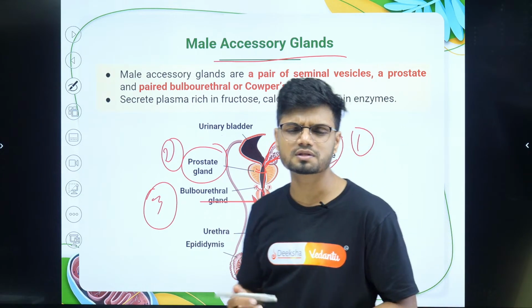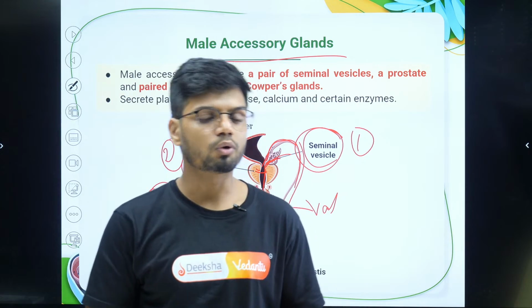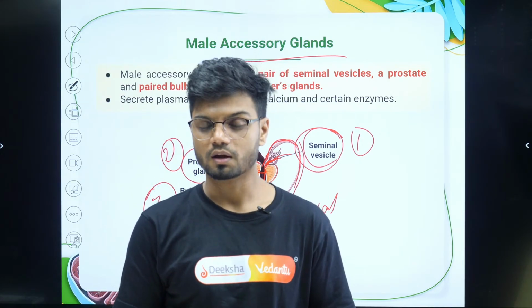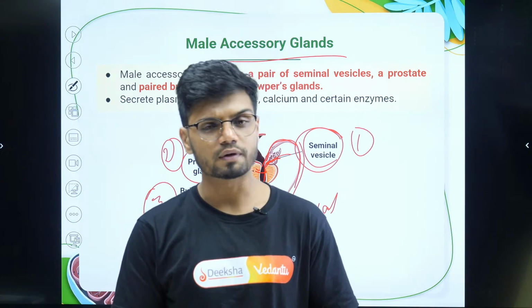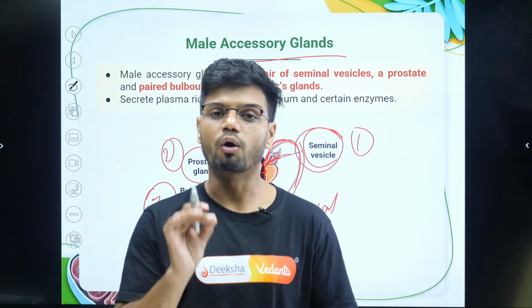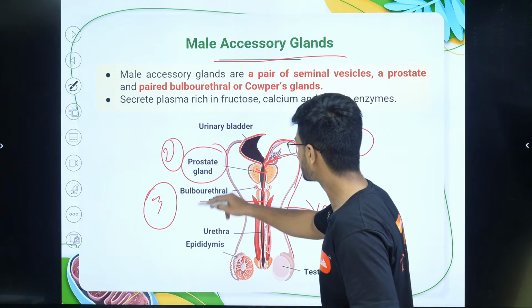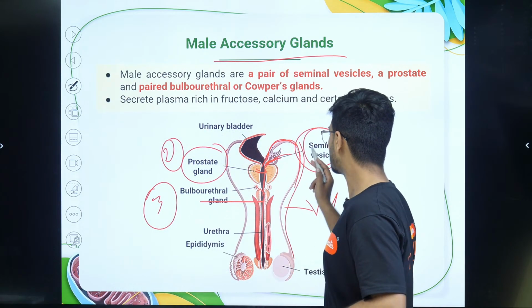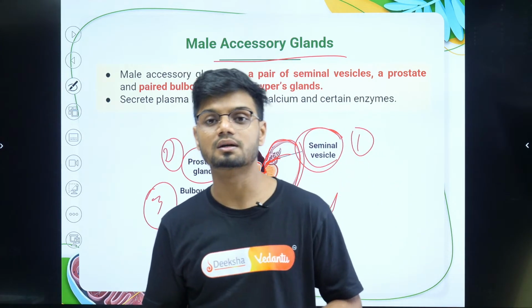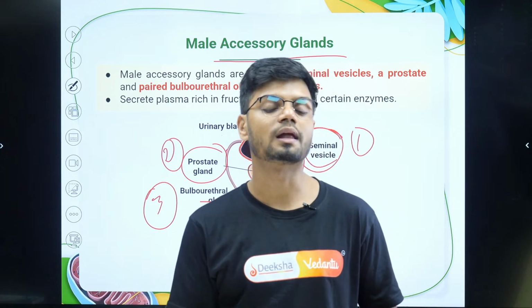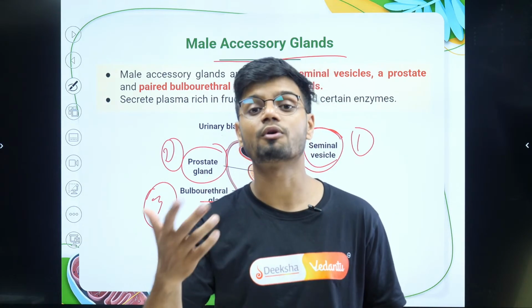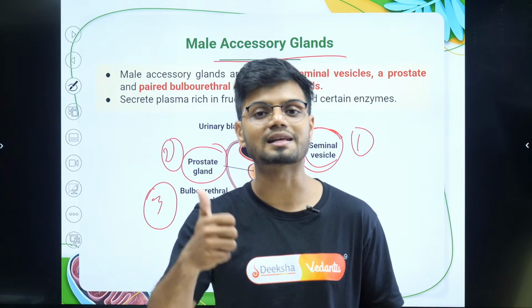So what is the function of these glands? What is the use? You learned the hormonal chapter, we learned about endocrine glands. What is the function of endocrine glands? The function of endocrine glands is to produce certain hormones. Similarly, the function of these three glands, that is prostate, seminal vesicle and bulbourethral gland, is to secrete certain substances, and these substances will help in sperm movement, nutrition, different processes. So basically they help in fertilization.